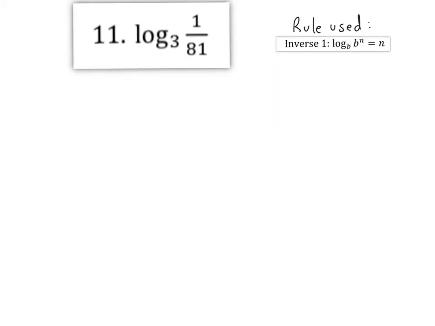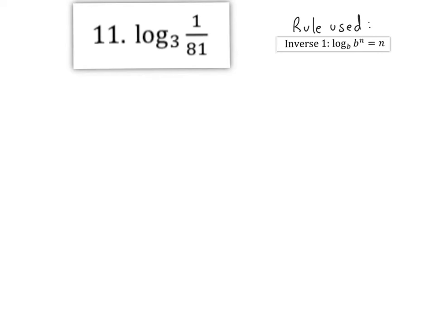Okay, we're going to use the same rule as the last one, the inverse rule. So if the base of the log matches the base of the argument, then the answer is the exponent of the argument. Okay, this one's a little tricky. That means we need to write 1 over 81 as 3 to the something. I think this is one of the trickiest ones to do without practice, or if you haven't had practice with it.